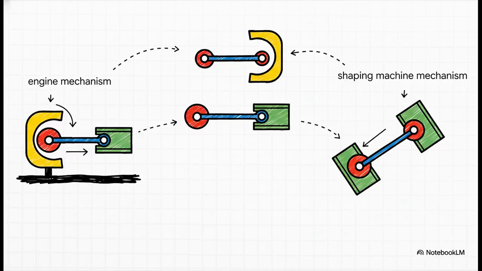I mean, just let that sink in for a second. One set of parts, two totally different motions, two completely different machines. The only thing we changed was which part we decided to hold still, which part we called our frame of reference. That, right there, is the real power you get when you understand the secret language of motion.